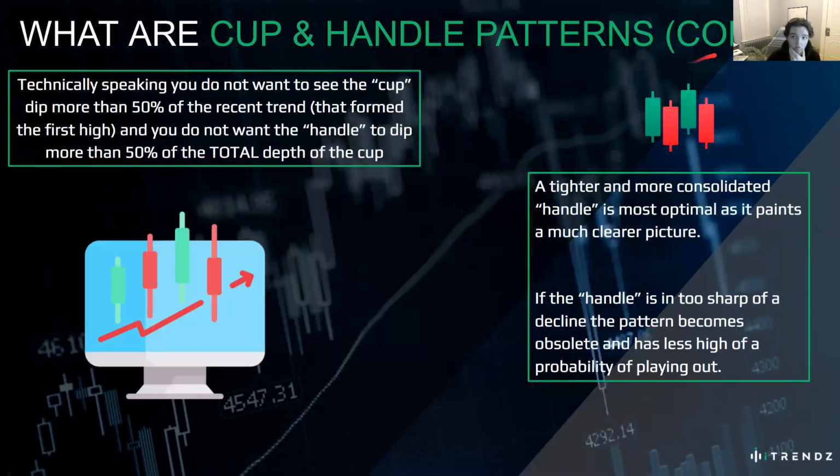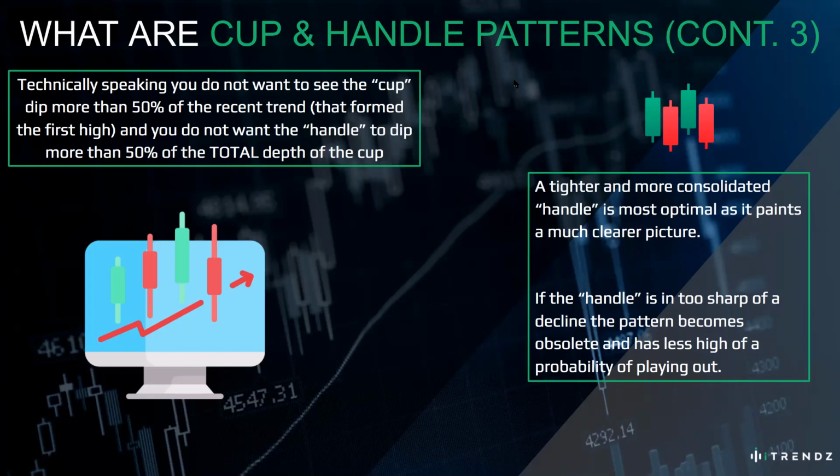All right, so what are cup and handle patterns? Well, technically speaking, you don't want to see that cup dip more than the 50% like we just talked about, and you don't want the handle to be too strict in its downward price action. It's kind of hard for me to describe this, but you don't want the handle to look like this after your break above. That is much less highly probable than if your handle were to look sideways or just slightly consolidated to the downside.